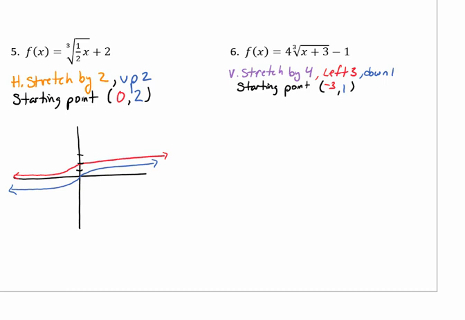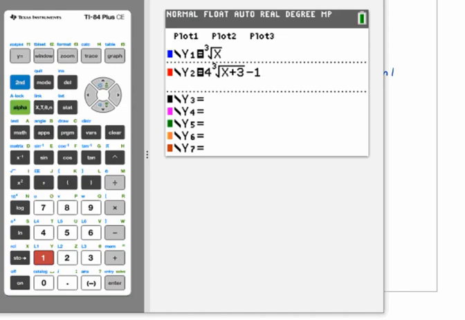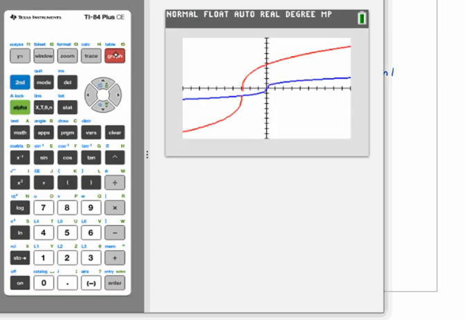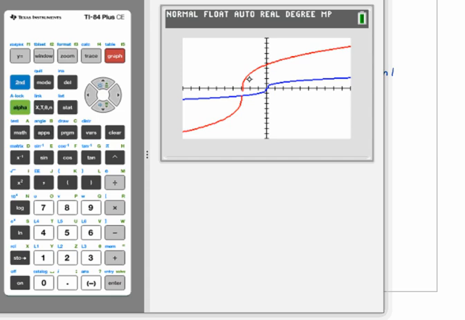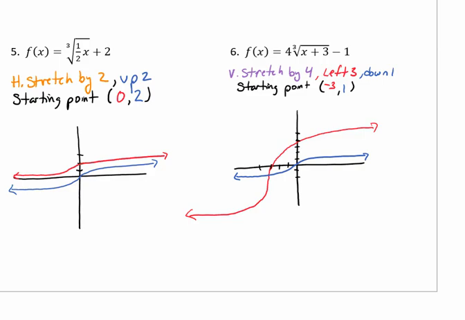So what does that look like graphed? Well, if we plug that into our graphing calculator, we see that, wow, we have this great big jump that's happening. Let's go ahead and sketch that. And there we go. And so that's how you can determine the type of transformations of a cubic or cube root function.